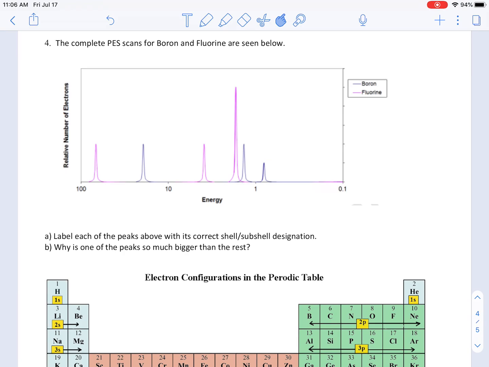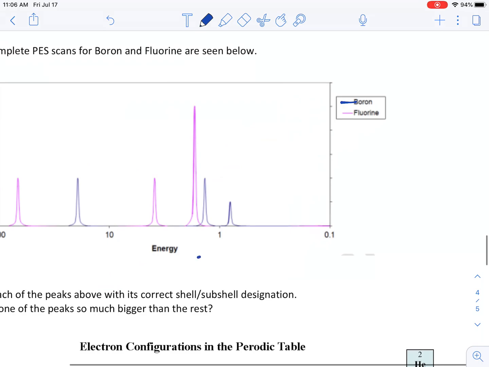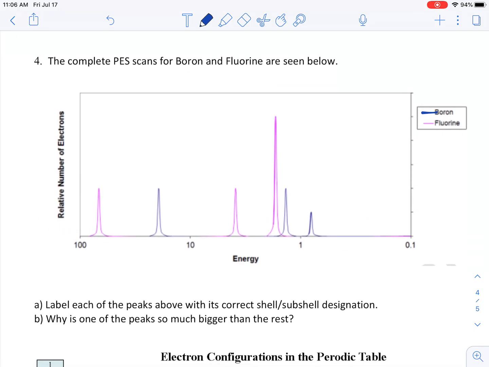Number 4, we are again comparing two different elements, boron and fluorine. So if we look at our chart here, boron is the one here that is in blue. So once again, when we go to do these, we have to find out where the big and the small numbers are. Your big numbers are over here. Your small numbers are over here.